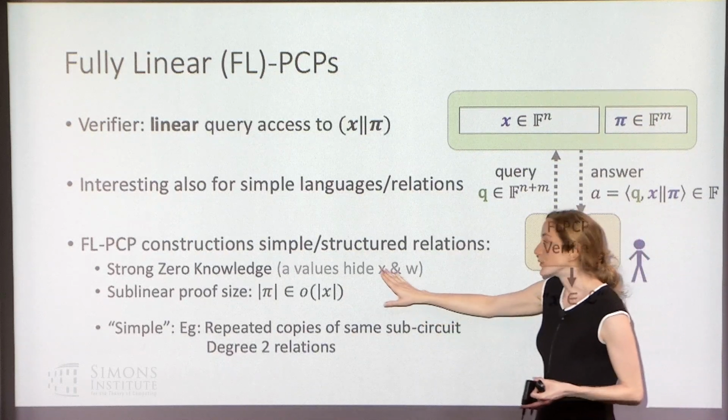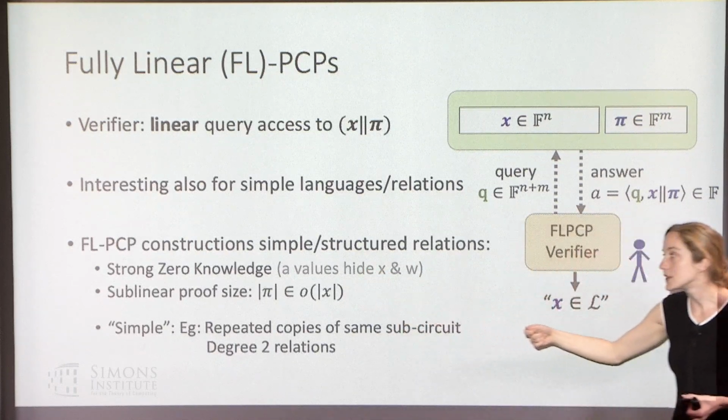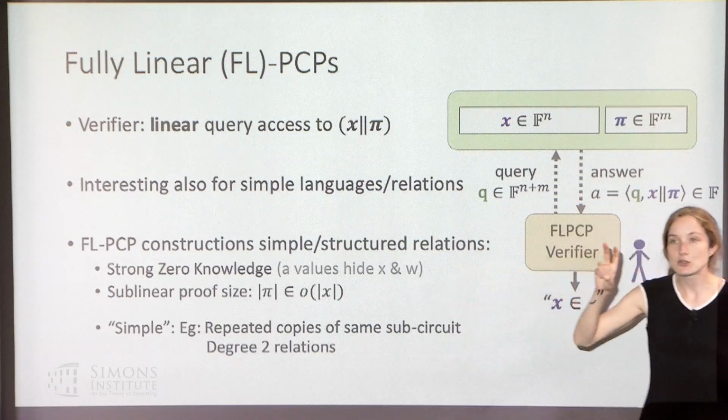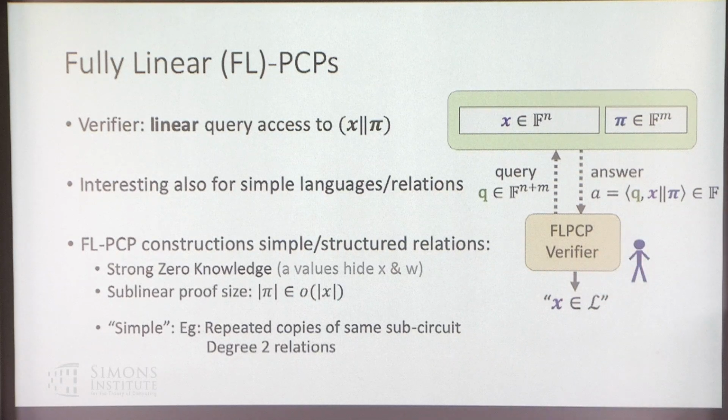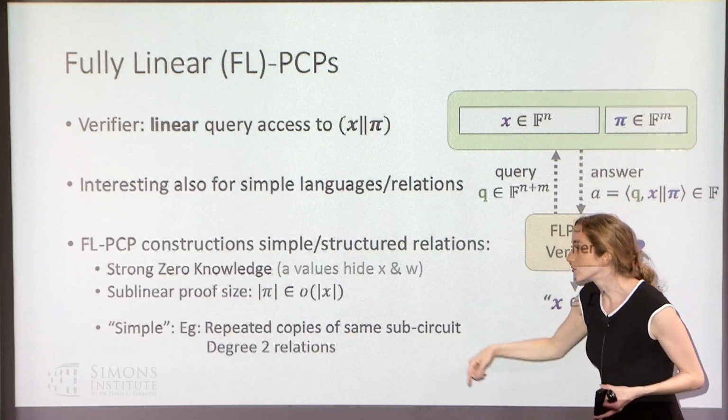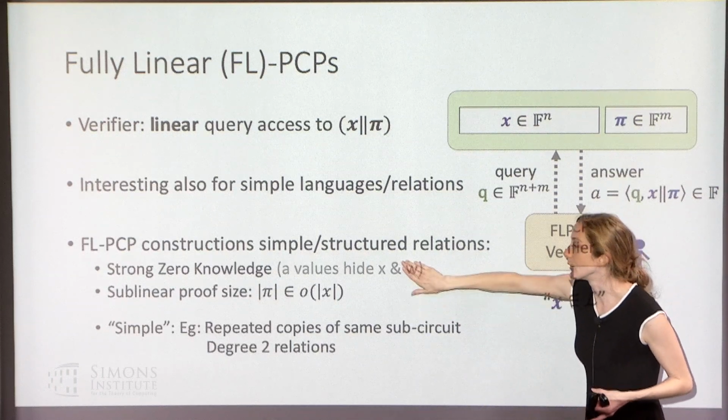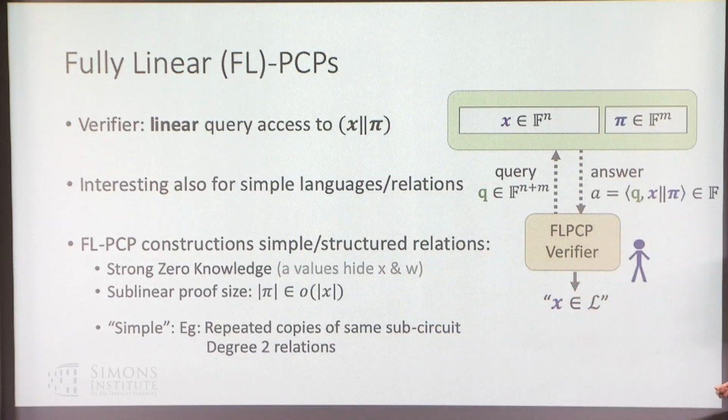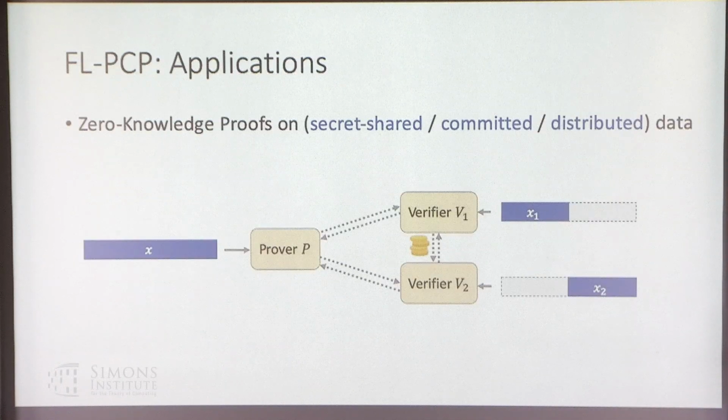Okay? So I'm going to assume now that we have a construction of such a thing that satisfies this strong zero knowledge. Again, this is a non-standard term, but by strong zero knowledge, I mean that the interaction, the answers that the verifiers receive, don't reveal anything about the witness, if you had a witness, but in particular about X, the statement itself. And that the proof size, here pi, is going to be sublinear in the size of X.